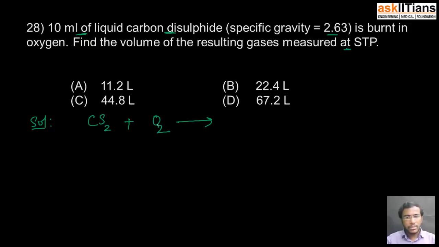So CS2 plus O2 produces CO2 gas along with SO2 gas. Two gases it produces. So let's balance this equation.